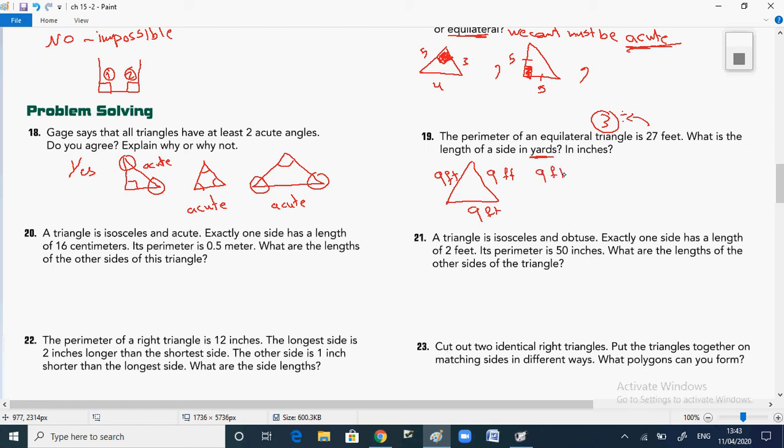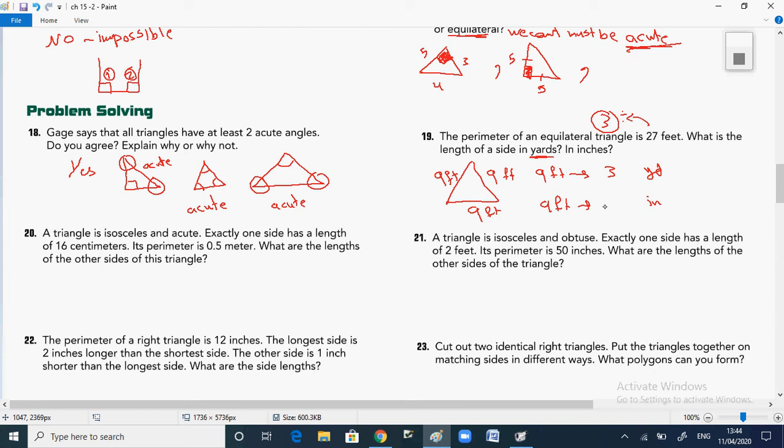If I want to show them in yards, 9 feet, yards and inches. For yard it's 3, we have to divide by 3, so 9 divided by 3, it's 3 yards. So each side it's 3 yards. But for inches we have to multiply.